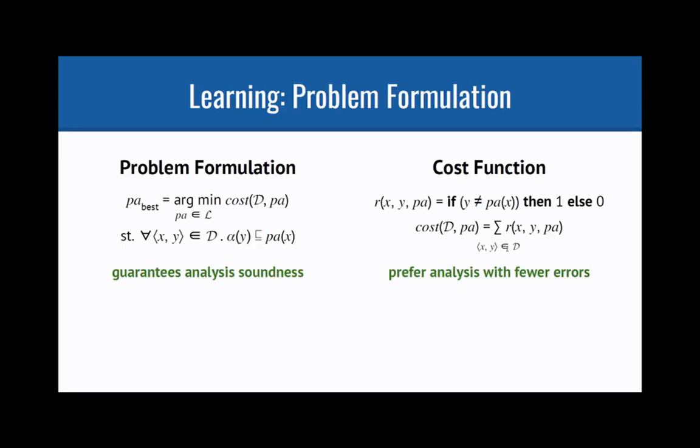So how does the synthesis work? So the first thing we need to do is we need to define the cost function that we want to optimize. So this was our original problem formulation. And the cost function is quite simple, and it simply states we want to count the number of mistakes the analysis makes. So we will count 1 if the result is not equal to what we expect, 0 otherwise, and then we'll just try to minimize the number of errors the analysis makes.